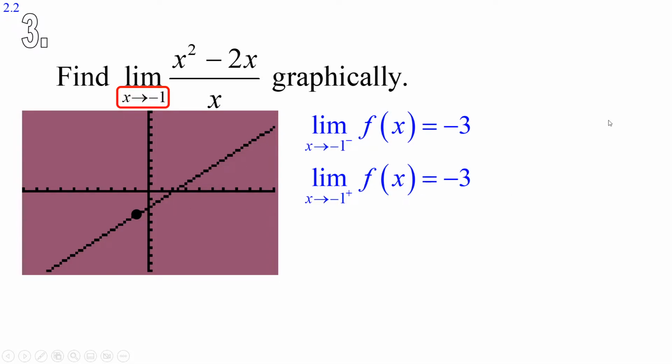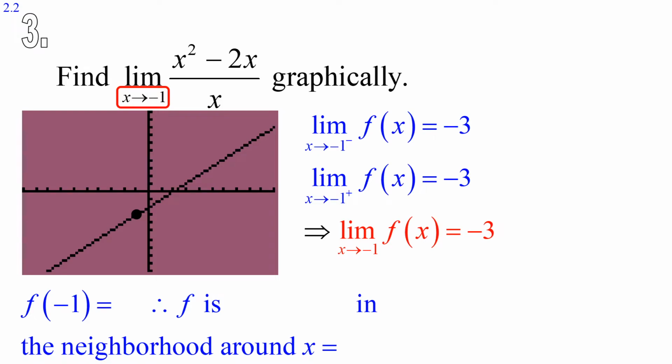So now we can make the statement, because the left-hand limit equals the right-hand limit, that the limit of f of x as x approaches -1 equals -3. All right. And let's talk about continuity. So f of -1 does equal, if I did direct substitution, I'd get 1 plus 2 is 3 over -1. That looks like a -3 to me. Therefore, f is continuous in the neighborhood around x equals -1.